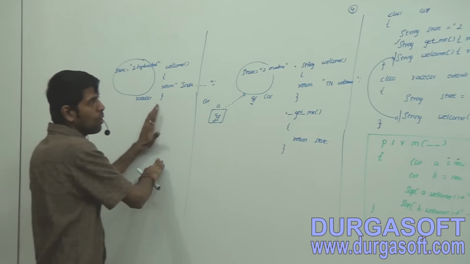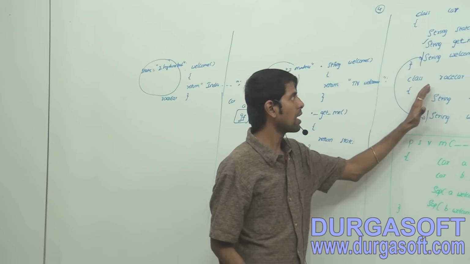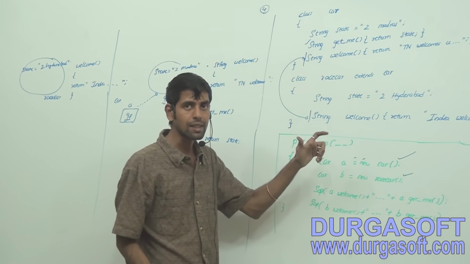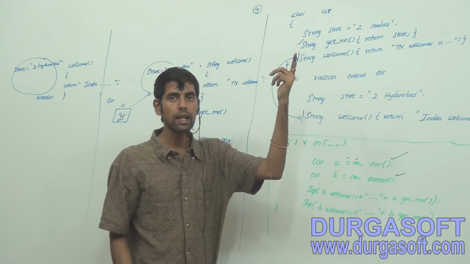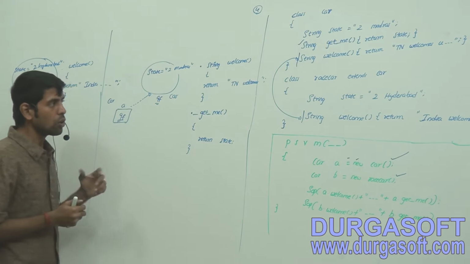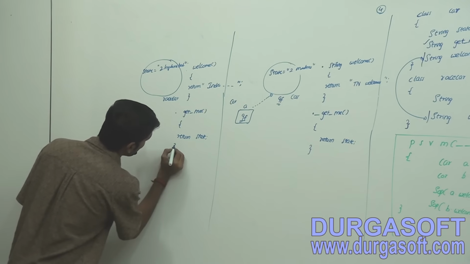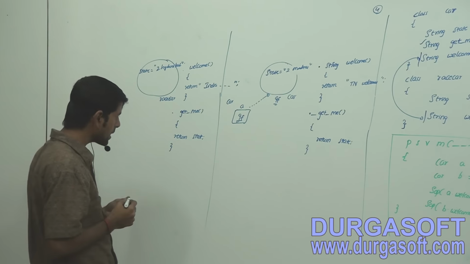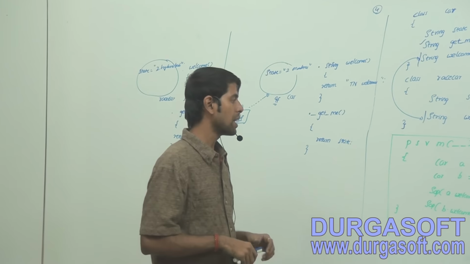Now whatever the child does not have but is available at the parent, those instance methods will be associated to the underlying object. Do we have such methods in this code? Yes, we do. What is that method? The getMe method. Observe that carefully. What is the getMe method implementation? Return state. Now everything has been done.